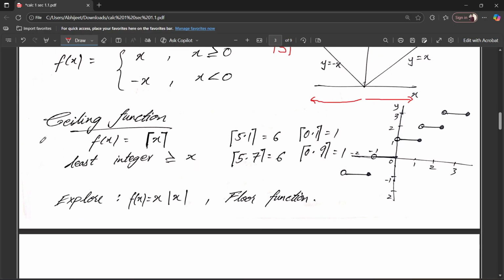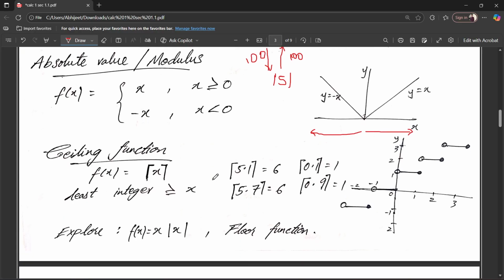Now, ceiling function. This is quite an interesting function. What it does is it takes the input x and it spits out the least integer that is greater than or equal to x. Let's look at some examples. 5.1. What is the least integer that is greater than or equal to 5.1? When we consider equal to, we get 5.1, which is not an integer, so we have to go greater than that. 5.2, 5.3, 5.4, so on. We go to 6, and that is the least integer greater than or equal to 5.1.